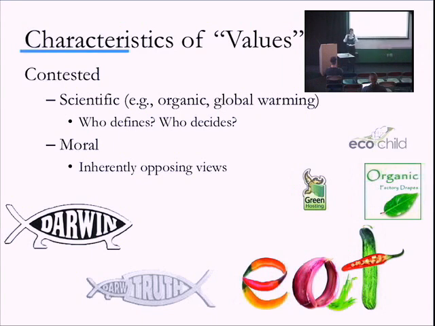Now, obviously, I'm not advocating that, but I am saying that there are these hugely contested definitions. The organic factory drapes definition is different than the eco-child definition of organic. This is a group that advocates local organic food, so that even if it's organic, you shouldn't eat it if it was grown far away from you. And you can definitely do that in California. There are inherently opposing views.